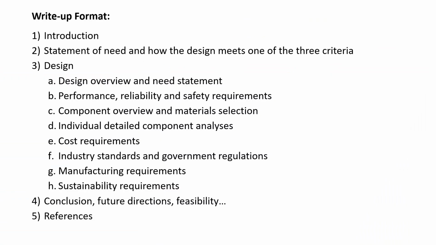So now we're going to wrap up by summarizing that write-up format again. So again, you're going to have your introduction, you're going to have your statement of need and how the design meets one of those 3 criteria we discussed. We're going to have the design section broken down in these individual parts here, A through H, that we just discussed in that rubric. Then you're going to have your conclusion, future directions and feasibility, and your references. So this is going to be the format for your write-up.